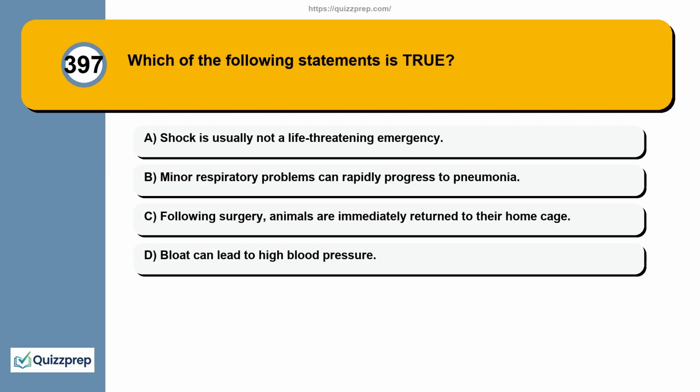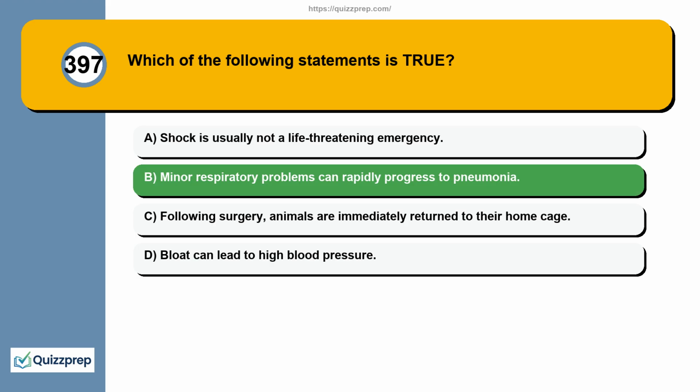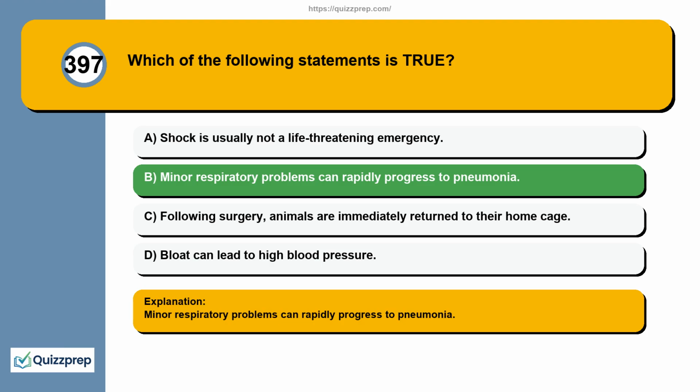Question 397. Which of the following statements is true? Option A. Shock is usually not a life-threatening emergency. Option B. Minor respiratory problems can rapidly progress to pneumonia. Option C. Following surgery, animals are immediately returned to their home cage. Option D. Bloat can lead to high blood pressure. The correct answer is option B. Minor respiratory problems can rapidly progress to pneumonia.